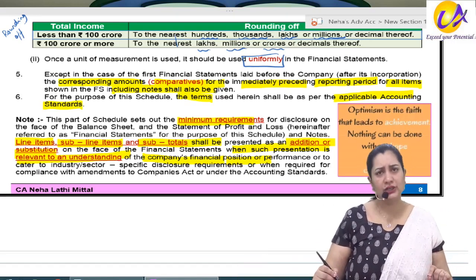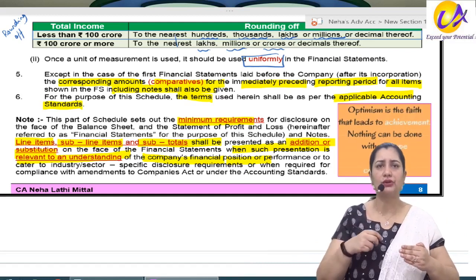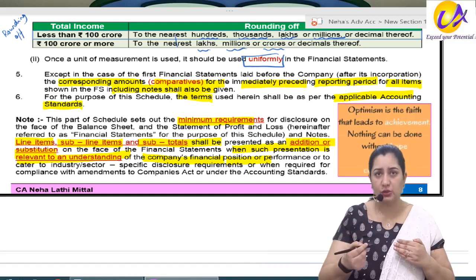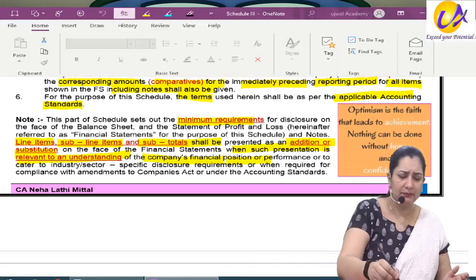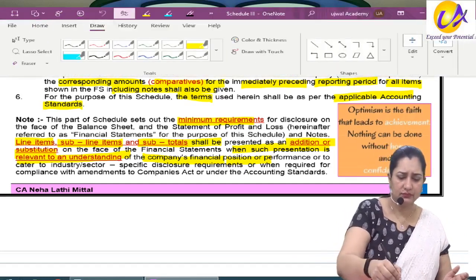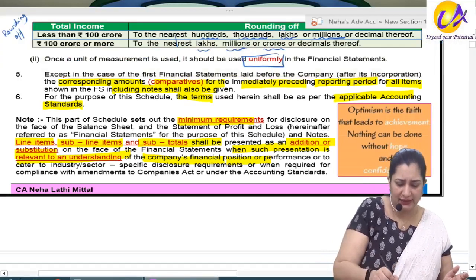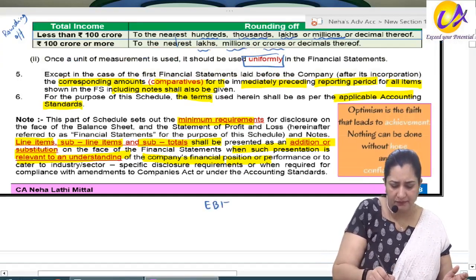So if anything extra needs to be given, additional subheadings you want to give, or you want to give additional disclosures, you can give that. For example, let me give you an example. Many companies want to give what we call the EBITDA.